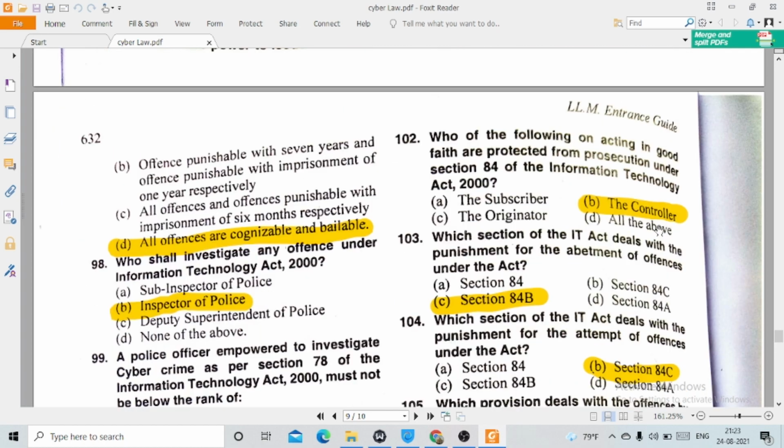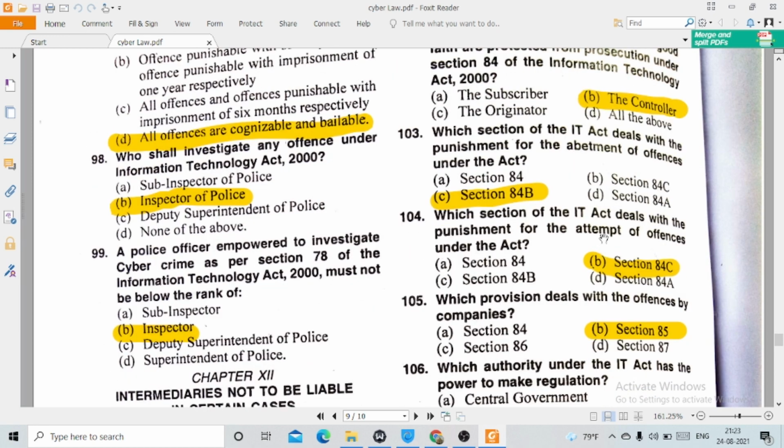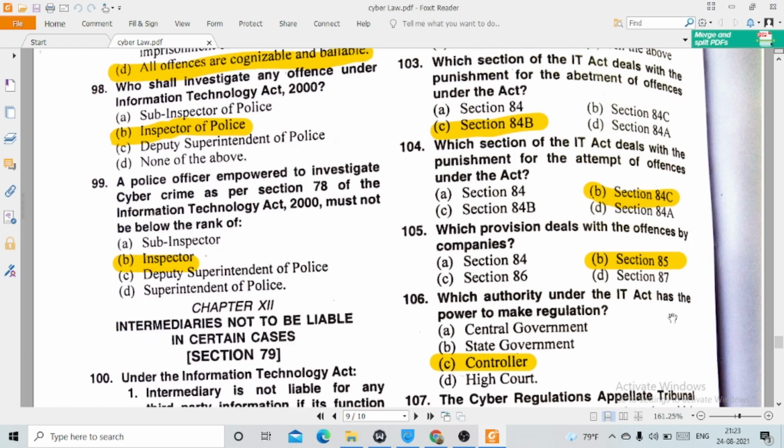Then question number 102. Which of the following, on acting in good faith, are protected from prosecution under section 84 of the Information Technology Act 2000? This is option number B, the controller. Then 103. Which section of the IT Act deals with the punishment of the abetment of offences under the Act? Option number C, section 84B. 104. Which section of the IT Act deals with the punishment for the attempt of offences under the Act? This is option number B, section 84C.